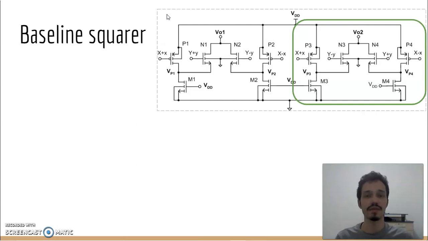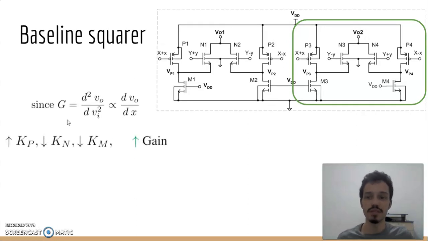The schematic of the baseline multiplier confirms this by showing us that the subcircuits that generate outputs VO1 and VO2 are completely independent of one another, but when we discard VO1 and use only VO2, the circuit is not differential anymore with relationship to its output, and then we will have the presence of a DC offset in the output.